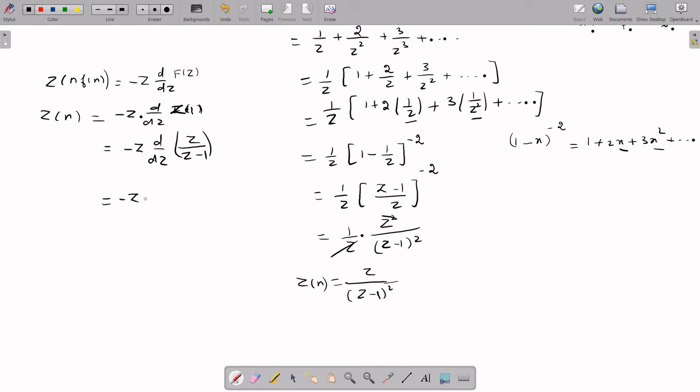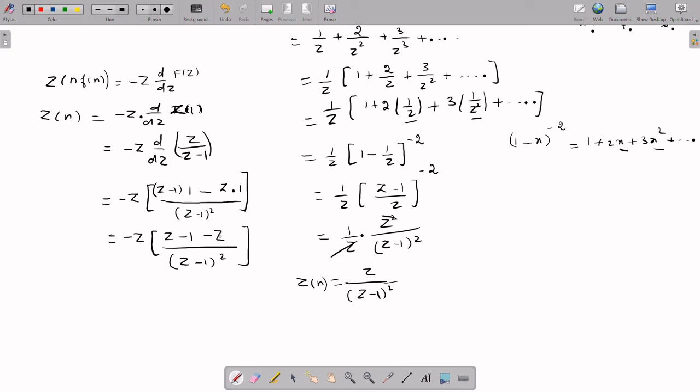So minus z into, you have to differentiate this with respect to z using u by v rule. So z minus 1 into, that is denominator into differentiation of numerator with respect to z. Differentiation with respect to z is 1, minus numerator into differentiation of the denominator with respect to z. Z differentiation with respect to z is 1 minus 0. So 1 alone you have, divided by denominator square. Denominator is z minus 1 the whole square. Or you have minus z into, here z minus 1 minus z divided by z minus 1 the whole square.